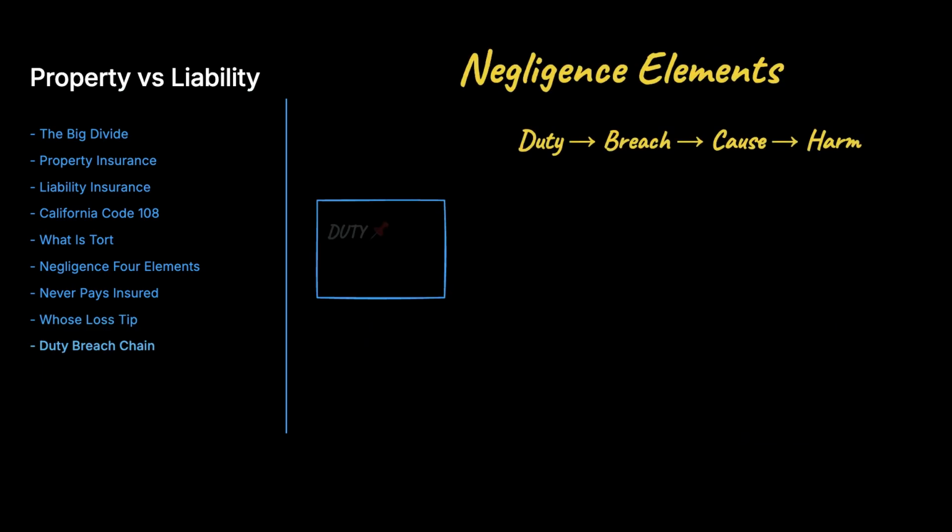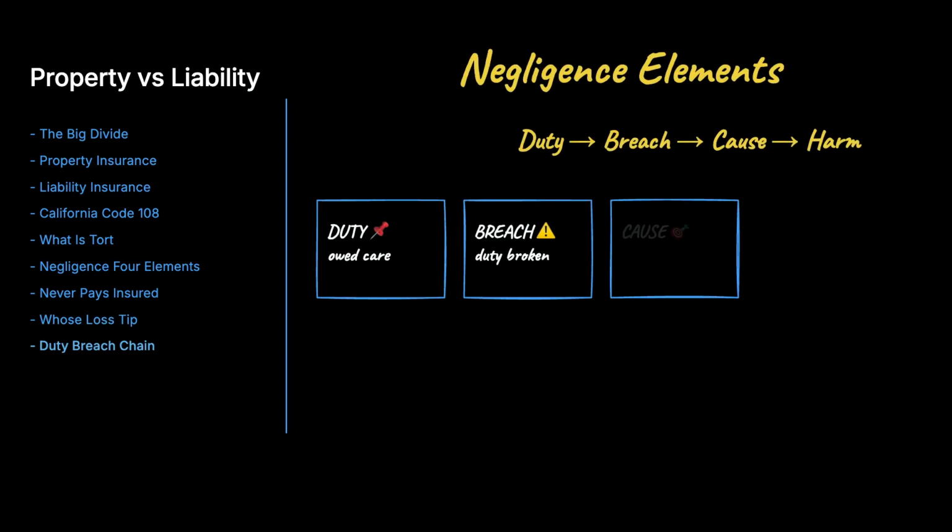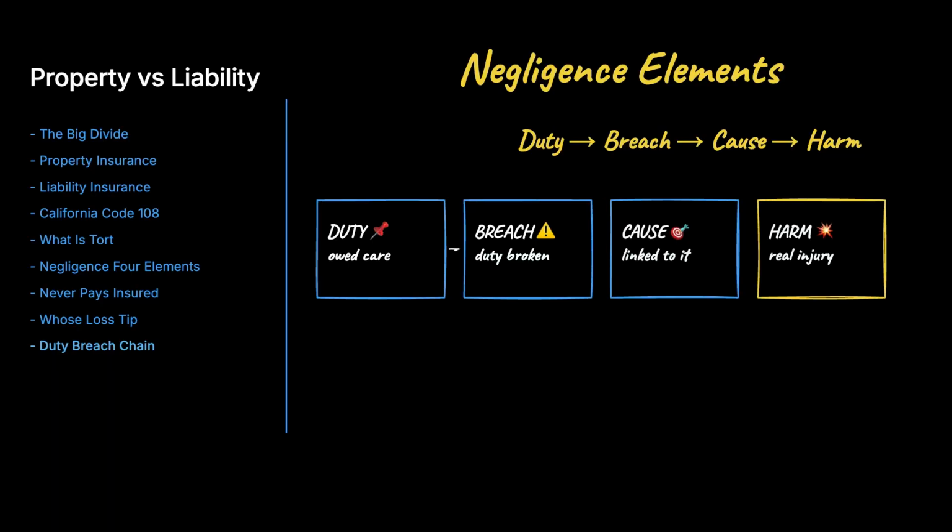To remember the 4 negligence elements, I teach the phrase duty, breach, cause, harm. 4 words telling a little story. Someone owed a duty, they breached it. That breach caused something and real harm followed. Say it out loud a few times and it becomes reflex. Miss any link and negligence is not proven.